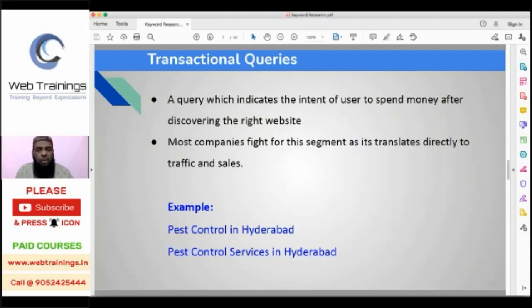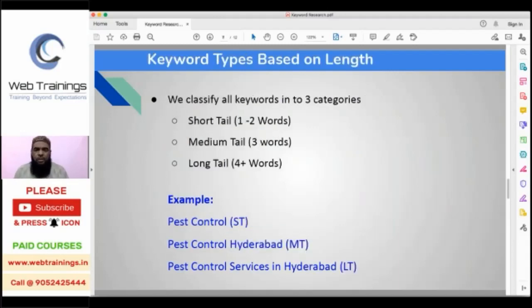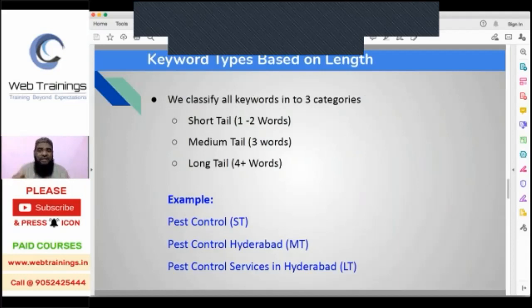Okay, now moving on to our next topic, which is again a very, very important topic. The point of this discussion is types of keywords by length. What does that mean? Just now I told you types of keywords: informational, navigational, transactional, three types. But these are based on the intention of the user. Intention of the user means what I want to do.